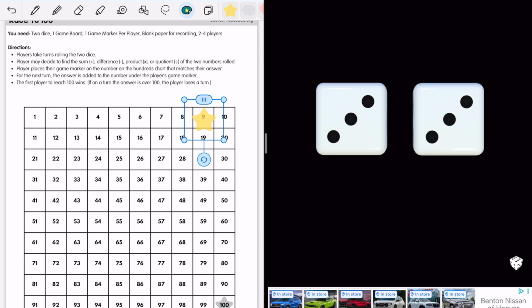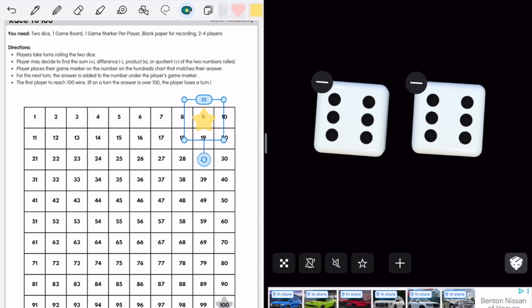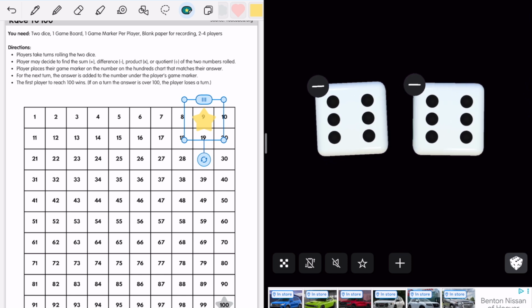Okay, so then my partner goes, and they roll 6 and 6. So once again, when we're thinking about totals, we want a higher total because we just started the game. So in this case, I'm going to multiply these two. So 6 times 6 is 36. If I chose to do the sum, I would only get to 12.